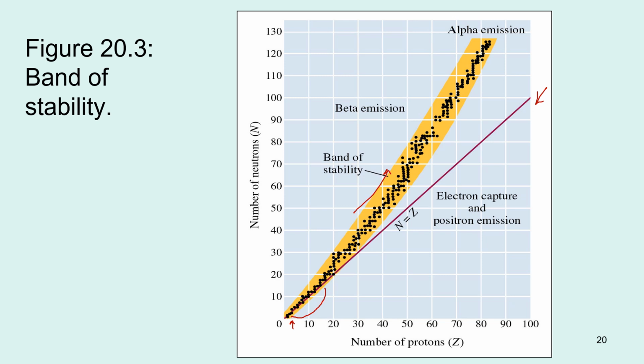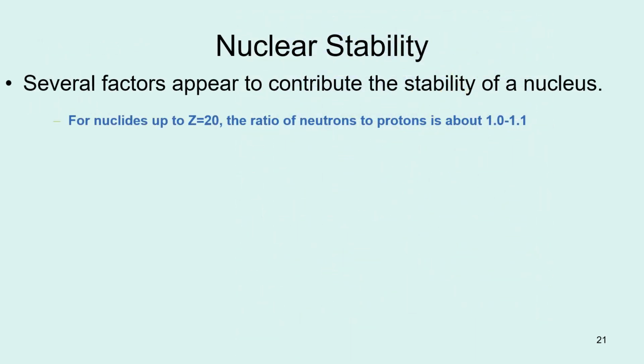If an element's nucleus lies off to the left of this band of stability, it tends to undergo beta emission. If it lies to the right, it tends to undergo electron capture or positron emission, which we'll talk about later. And then usually it's the big elements that give off alpha emission. So again, we'll talk about that in a little while.